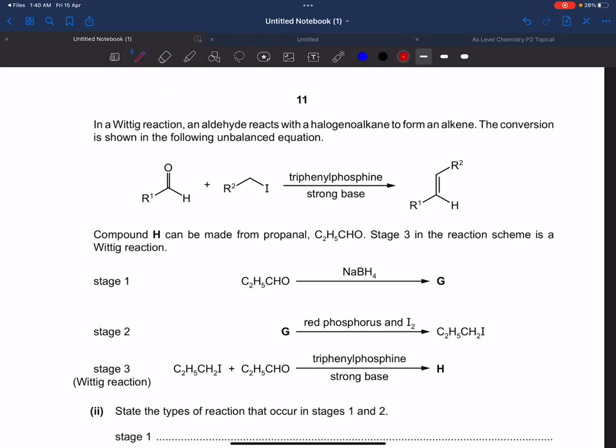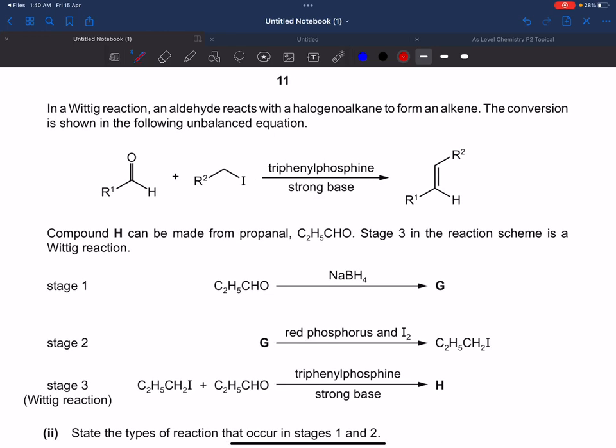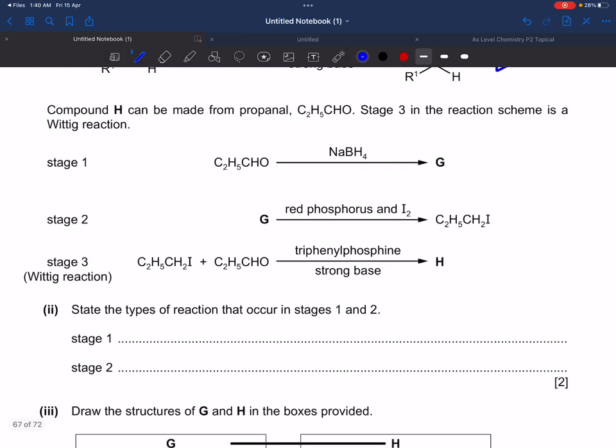Okay, so next part. In Wittig's reaction, an aldehyde reacts with a halogenoalkene to form an alkene. Guys, this is not testing anything from the syllabus, but it is in the syllabus. Why? Because it's testing your skills. Let's see. Everything should be given in the question, right? You just have to use your mighty brain to think of the answer. The conversion is shown in the following reaction. This is Wittig's reaction. Okay? Just forget about it for now.